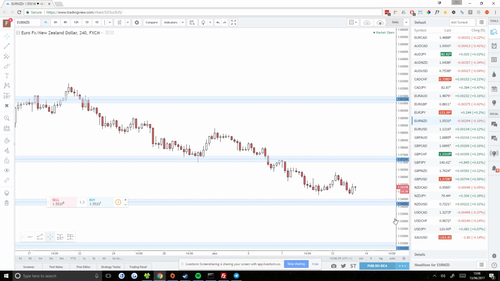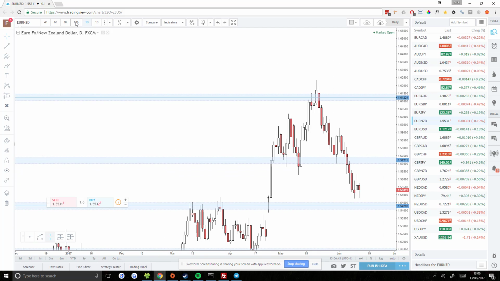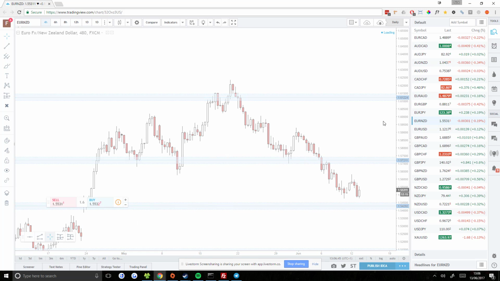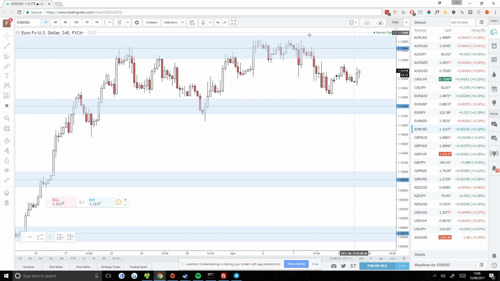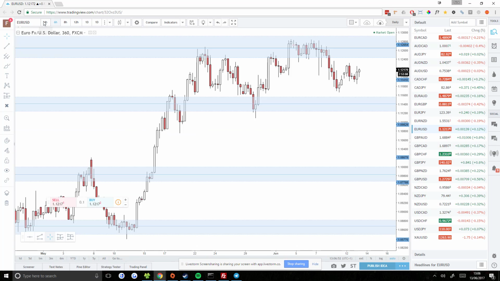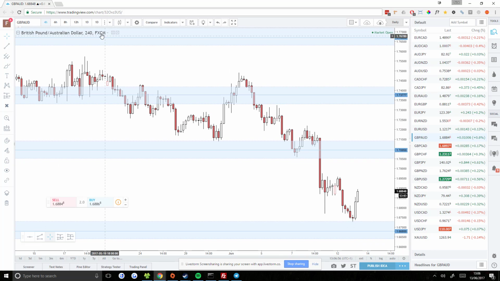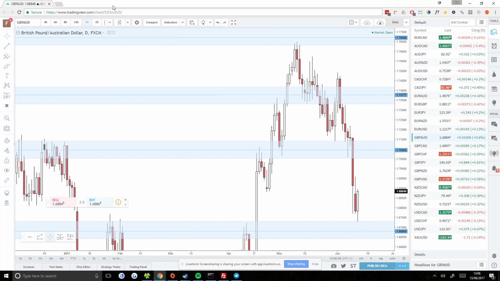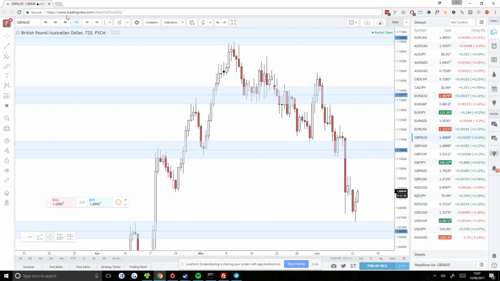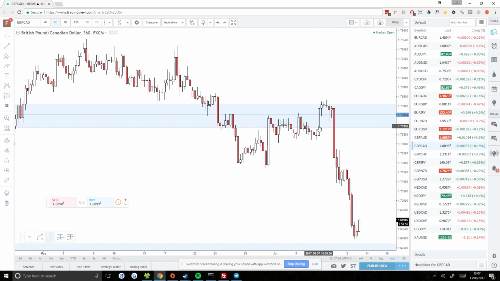All right, Euro JPY is just stuck in between support resistance. Euro New Zealand, looks like it's trending down. Nothing really much happening here. Euro USD is in between support resistance areas. Nothing much. GBP AUD. All right, GBP AUD looks to be pushing up from support. But nothing that we could trade there.